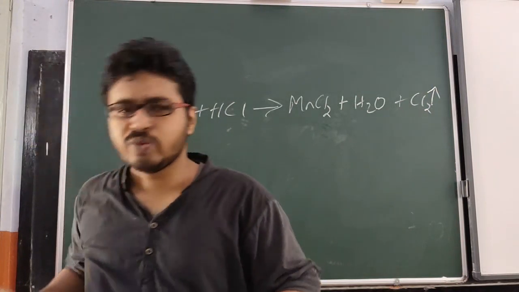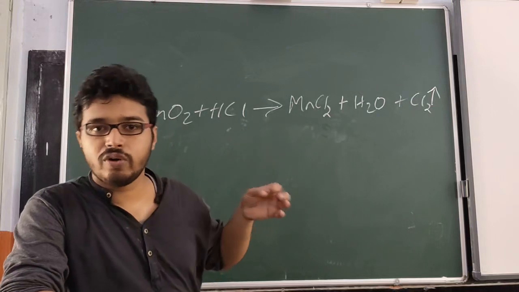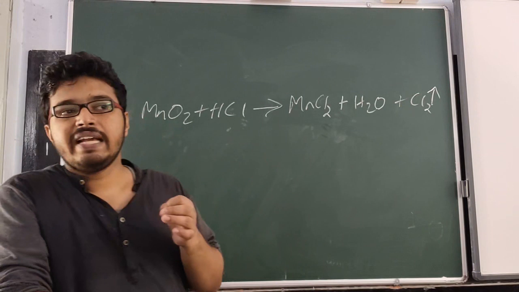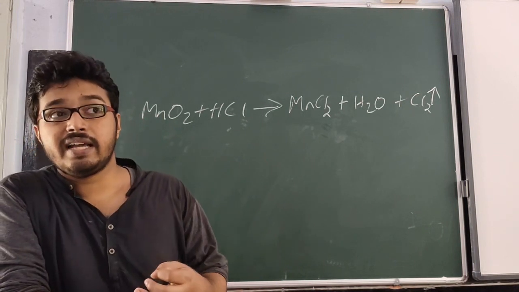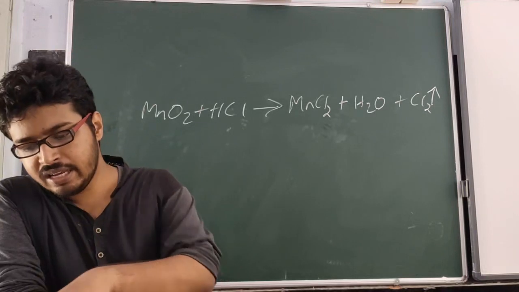Now, there is only one observation here, that is the evolution of chlorine gas, which is a pungent smelling gas, and it will also give some green. It is the evolution of a greenish yellow gas.